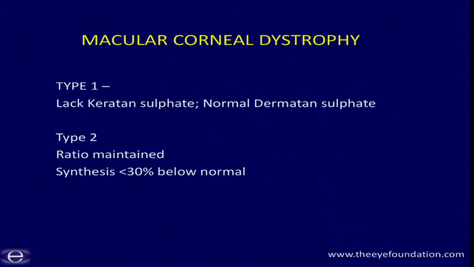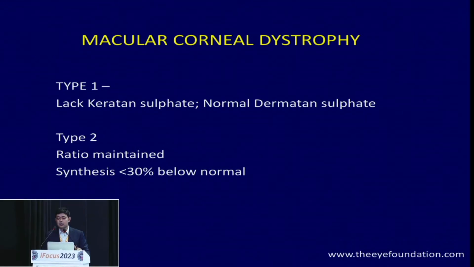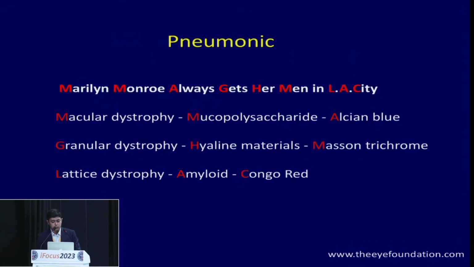Again, 2 types. Though morphologically very difficult to differentiate, in type 1, essentially in our glycosaminoglycans in the corneal stroma, we have keratan and dermatan sulfate. Now, in type 1 macular corneal dystrophy, the keratan sulfate is lacking, because of which the ground glass appearance from the dermatan sulfate deposition happens. In type 2, the ratio of keratan and dermatan is maintained, but the synthesis is reduced. So this is the difference between type 1 and type 2.